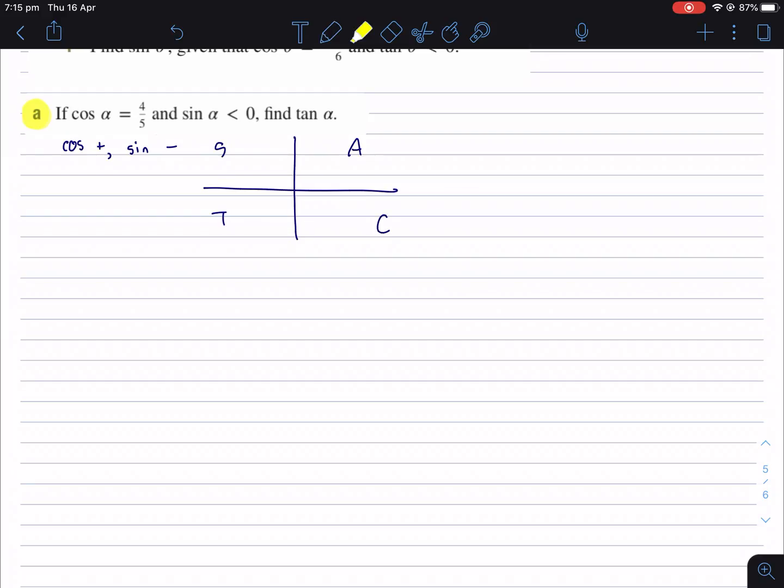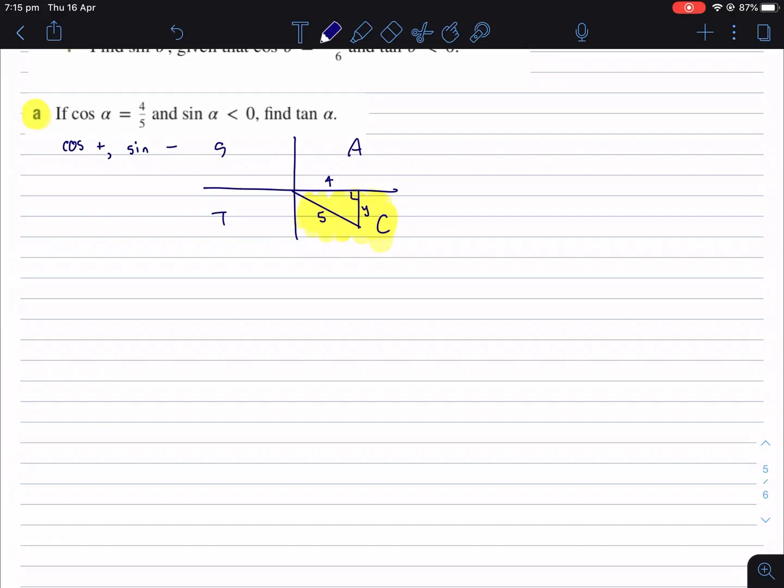SATC. So cos being positive could be either of these two, but sine being negative tells us that it's going to be down here instead. So we're going to draw our triangle down here. We know the radius is 5. We know the adjacent is positive 4. So we have y here, and y is going to come out as negative, yeah?